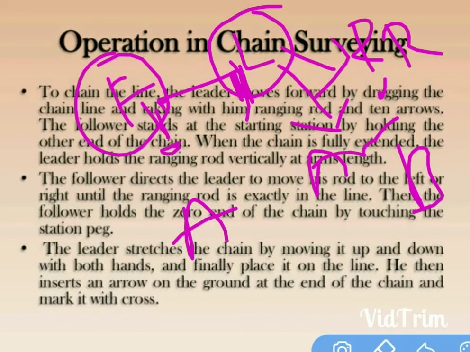So then what will happen? The arrow will be put here, and one chain will be completed. Next, he moves continuously towards the B direction only, right? Again he puts one peg, and again he puts one peg like that up to the target. He goes like that only, right? Clear? The follower should collect all the arrows, right?